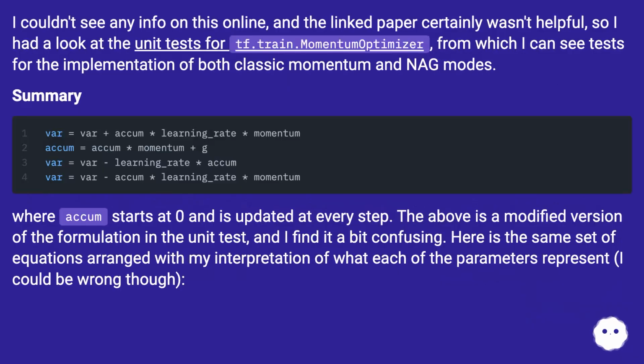I couldn't see any info on this online, and the linked paper certainly wasn't helpful, so I had a look at the unit tests for tf.train.MomentumOptimizer, from which I can see tests for the implementation of both classic momentum and NAG modes. Summary. Where accum starts at 0 and is updated at every step. The above is a modified version of the formulation in the unit test, and I find it a bit confusing. Here is the same set of equations arranged with my interpretation of what each of the parameters represent. I could be wrong though.